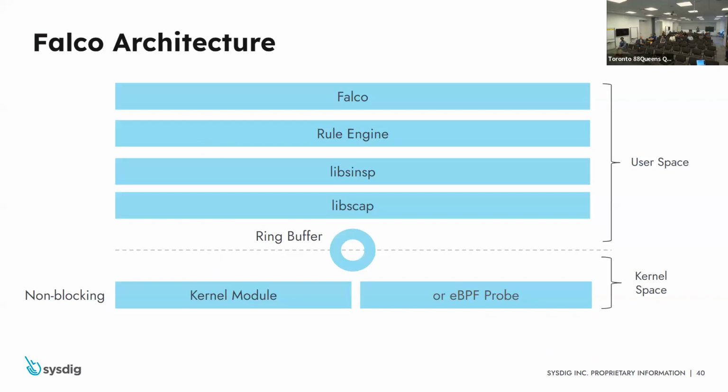But what Falco does is it sits right in the kernel. When you deploy Falco into a Kubernetes cluster, it deploys either a kernel module or an eBPF probe, and then it sits there and sees all of the system calls.